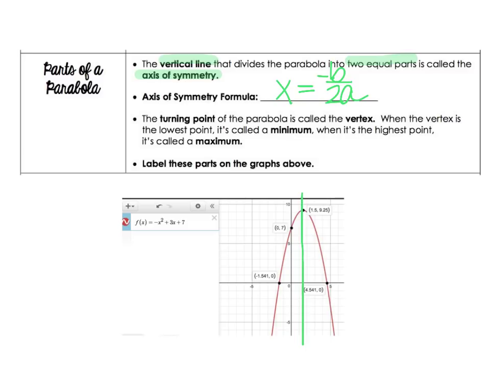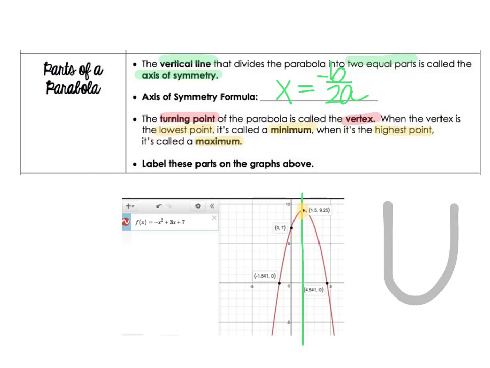Now, the turning point of a parabola is called the vertex. So in this graph right here, this would be the vertex, (1.5, 9.25). That is the turning point. And when the vertex is at the lowest point, it's called a minimum. And when it's at the highest point, it's called a maximum. So for example, our vertex right here would be the maximum because it's at the highest point of the parabola.